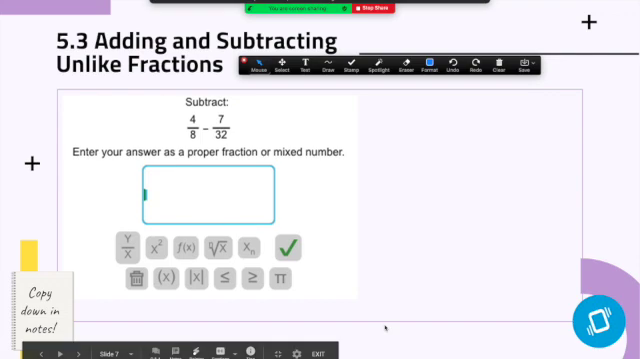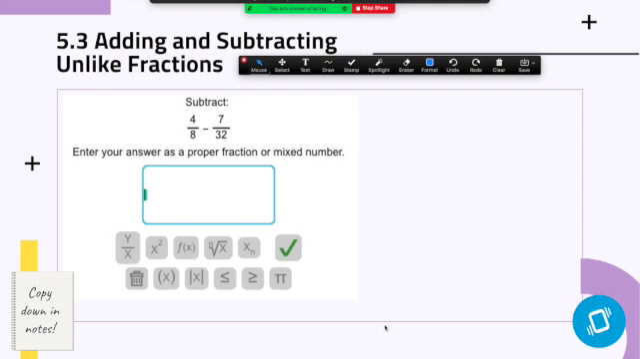Okay, now we're going to look at adding and subtracting unlike fractions from Section 3. So we're asked here to subtract the following fractions: 4/8 minus 7/32. So I'll give you a few minutes to work on this problem on your own first.